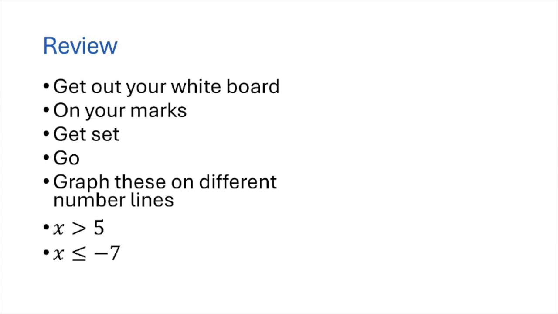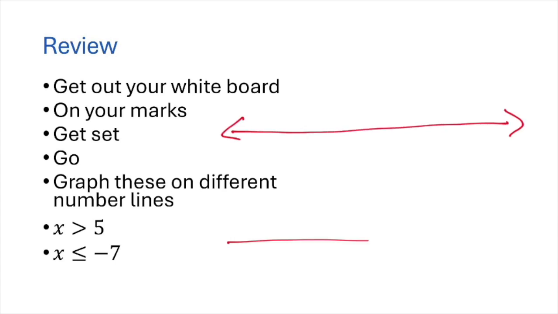Wait, what are we supposed to do? What it says on the board right there. Graph. How do you do these? On different number lines. It says graph them on different number lines. The first one I've got a 5. Remember I told you I need to have a 0 with it.